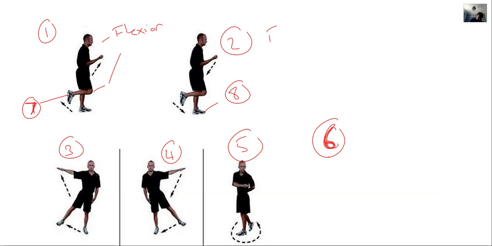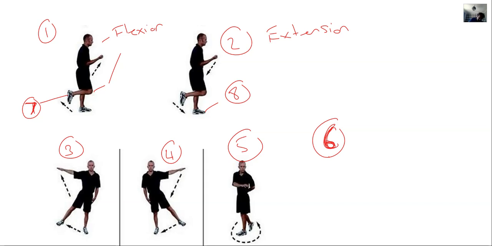Number 2 is going to be extension. And again, that's the increasing angle of a joint, and you can see you've got it in the arm and the knee going the opposite direction.